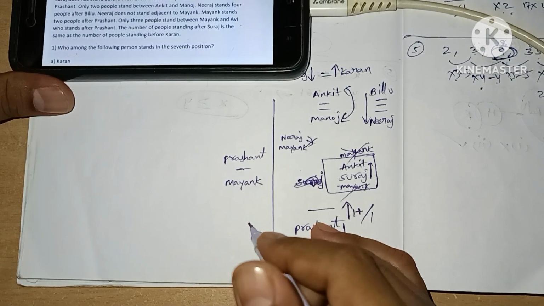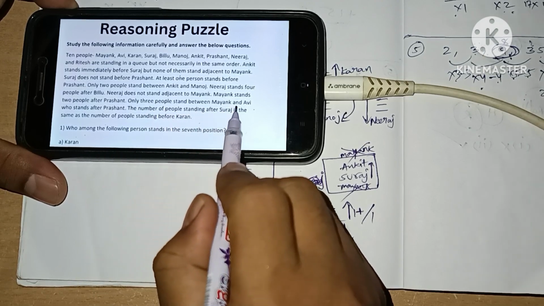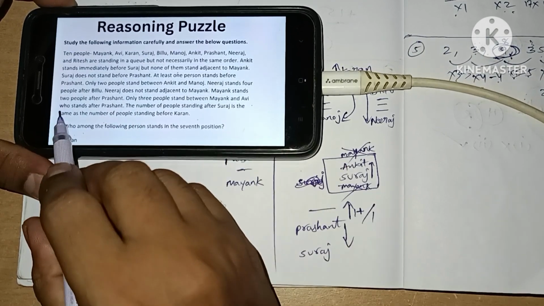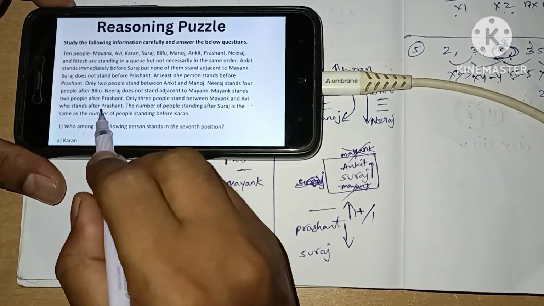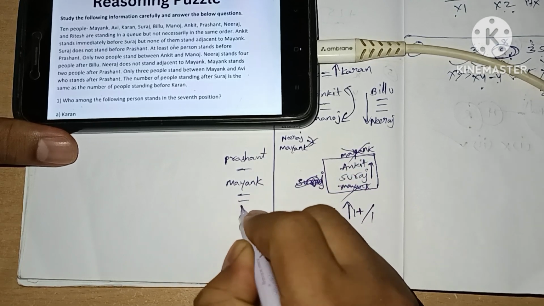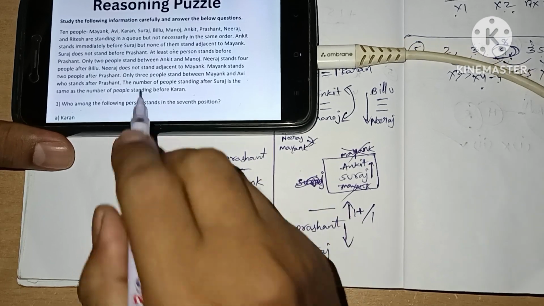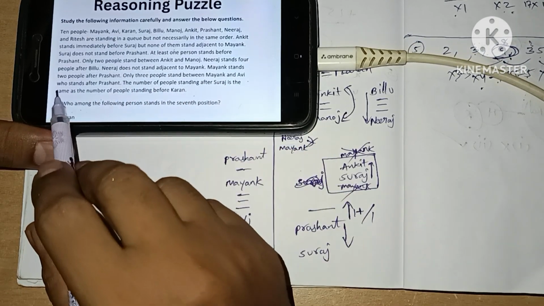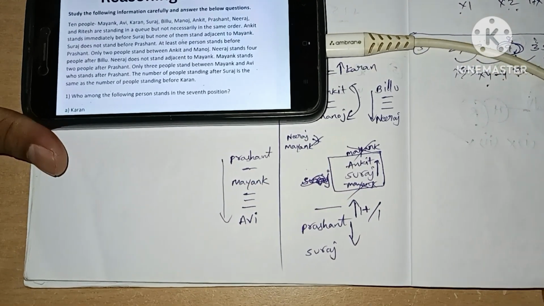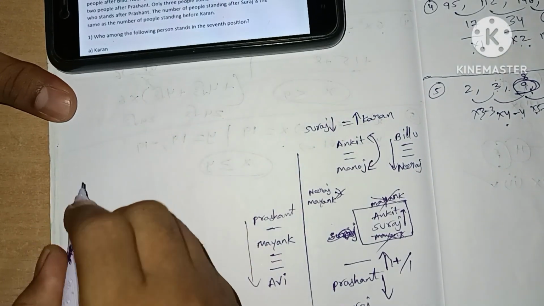solve the puzzle. Wait a second, we missed a point here. Only three people stand between Mayank and Avi. So Mayank and Avi, who stands after Prashant. So after Prashant is Avi means 1, 2, 3. Fourth one is Avi. Only three people stand between Mayank and Avi, Avi who stands after Prashant. Okay. So from these rough statements we need to find our solution.